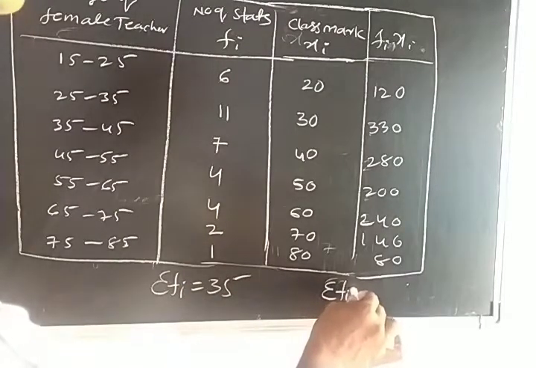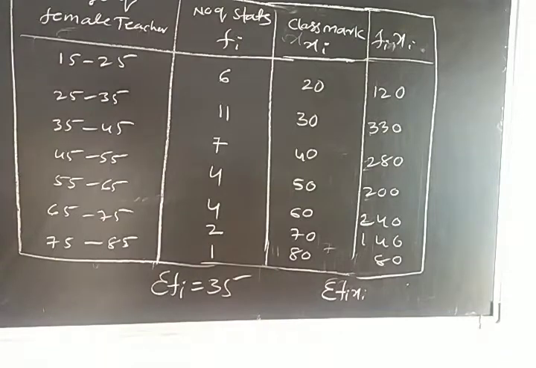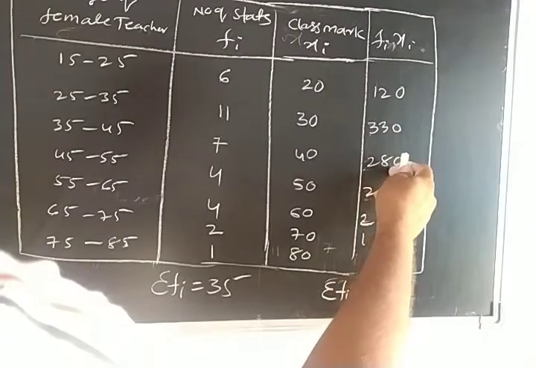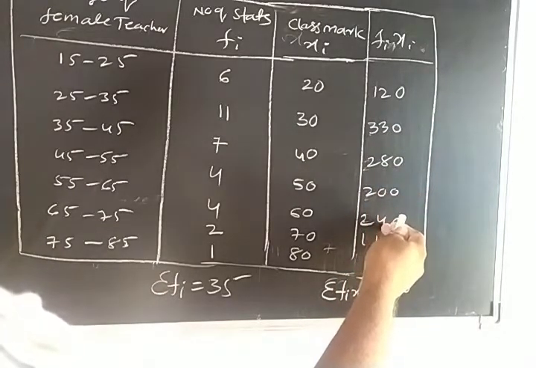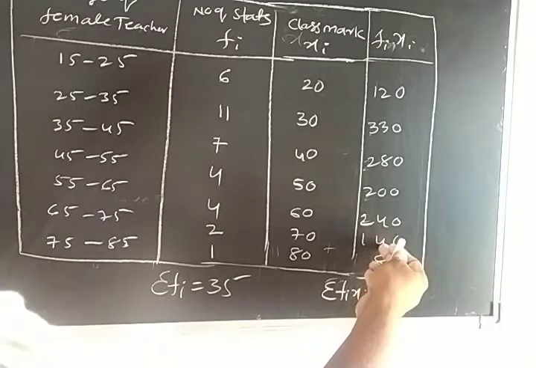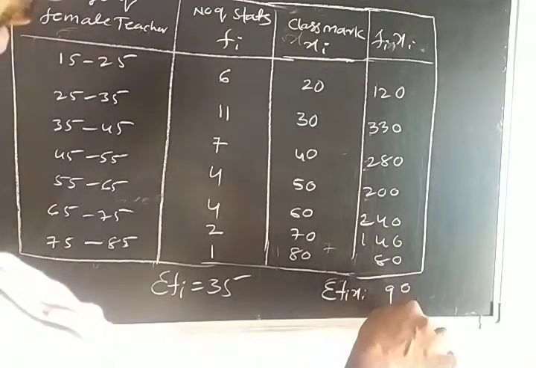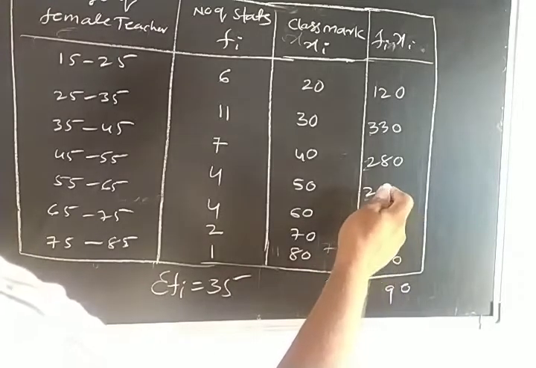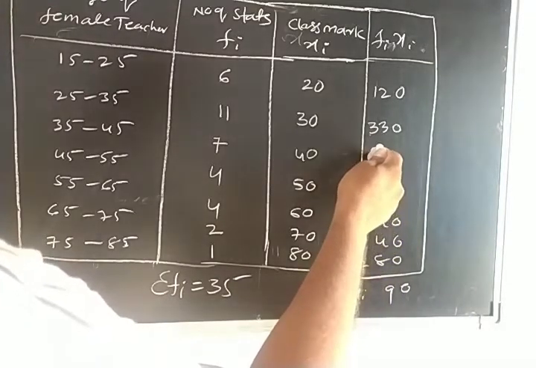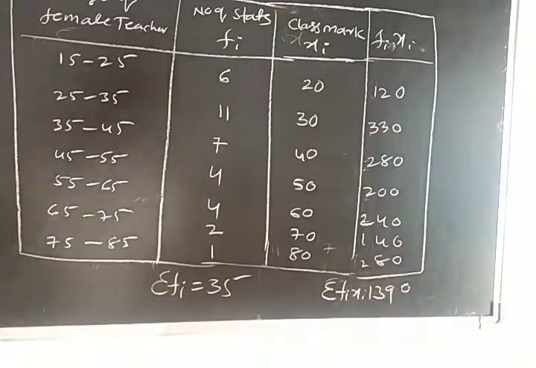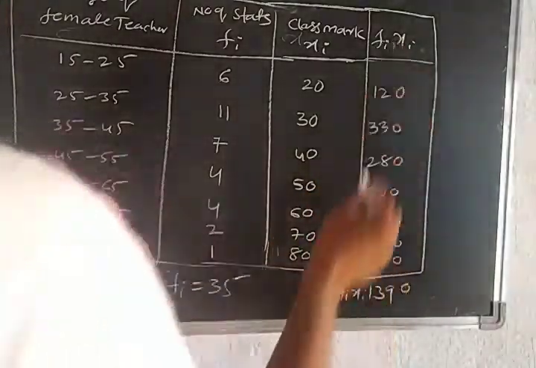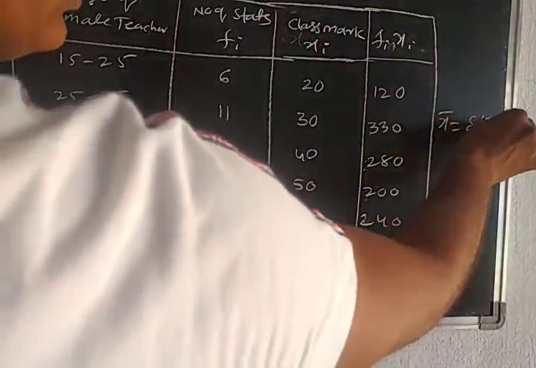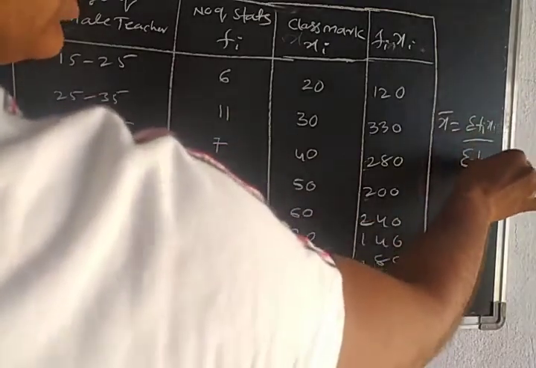Now summation fi into xi. By adding the last column: 120 plus 330, 450, 730, 930, 1170, 1310, 1390. 1390 is summation fi xi. Now in the direct method I will find the mean, x bar. What is the formula? Summation fi into xi by summation fi is the formula.